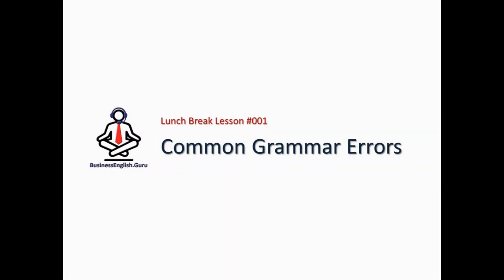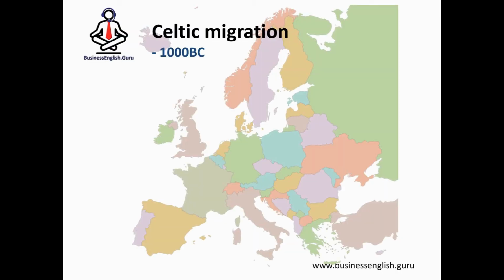Today we're going to talk about common grammar errors. English grammar can be very difficult to master because it contains a lot of irregularities. English is actually made up of many different languages. Let's start off with the Celtic migration from 1000 BC. The Celts migrated from the European mainland to Britain.